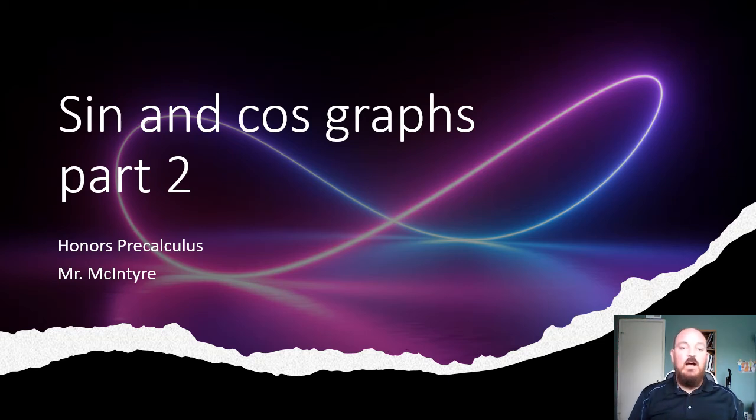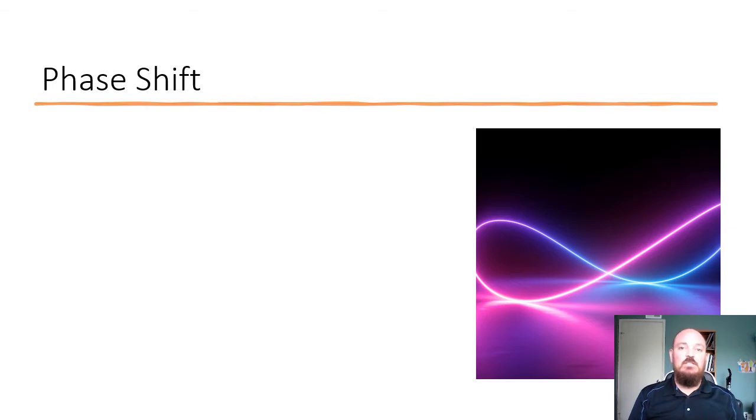Hi everyone. This is our part two lesson on sine and cosine graphs. In part one, we talked about what a sine and cosine graph look like first. And then we talked about amplitude and we talked about period. The next step is to talk about what's called phase shift.